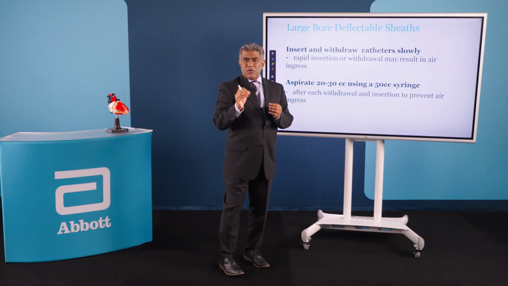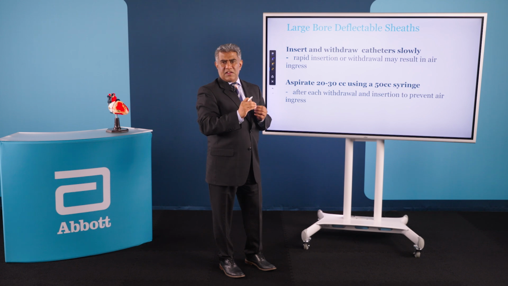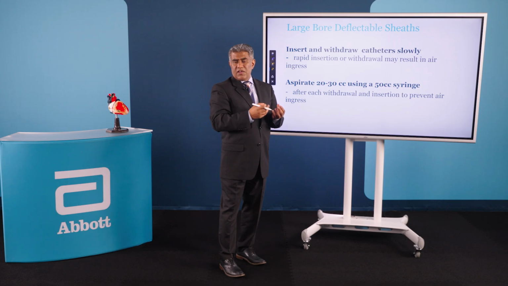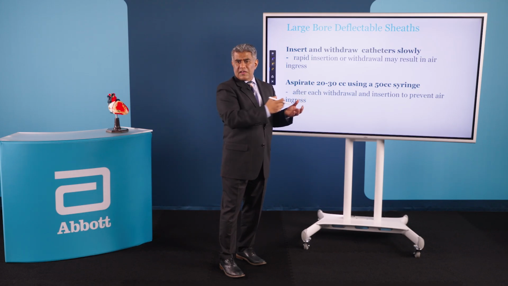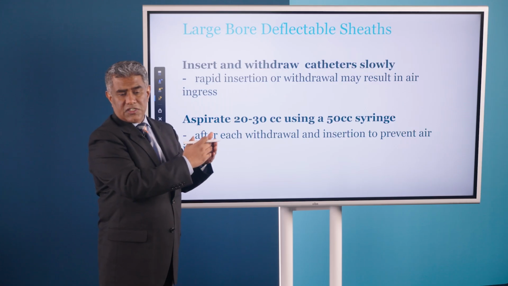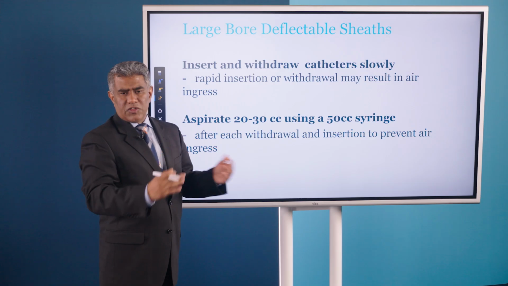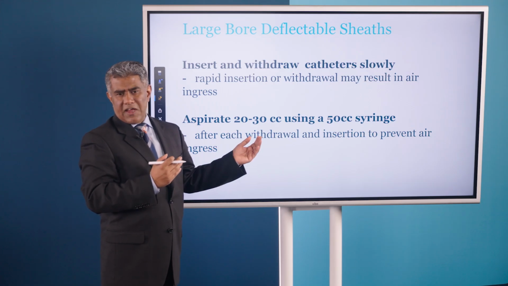Remember, every time you insert or withdraw a catheter in one of these sheaths, you have to do it slowly. Rapid insertion or withdrawal usually entrains air, and this can then lead to an air embolism. Every time you insert or withdraw a catheter, remember, we need to aspirate 20 to 30 cc's of fluid using a large, typically 50 cc syringe. Make sure that you see blood come through the syringe so that you know that you've aspirated the entire content of the sheath. And this has to be repeated throughout the procedure to make sure there is no air ingress in the system.